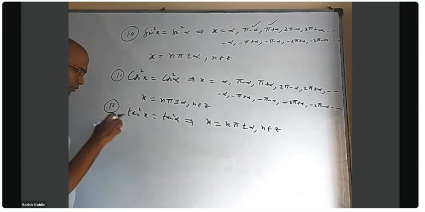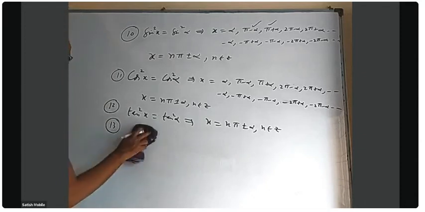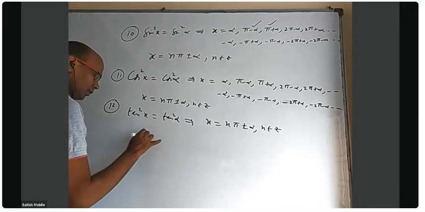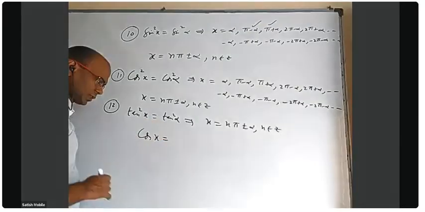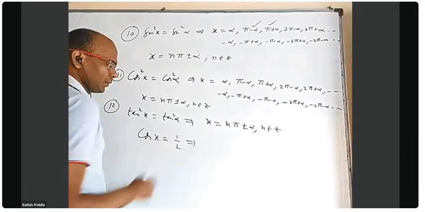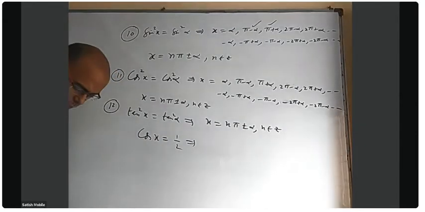Again, this 13th one, first of all, let us look at some examples and then make a formula. Cos x is equal to 1 by 2. There is no square. Okay, I want solutions. Anybody want to tell some solutions?